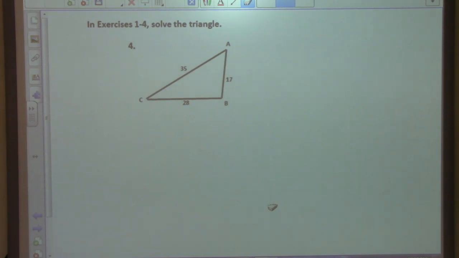Yesterday we were working on these law of cosines problems where you have three unknown sides. We worked out number 3. I was going to choose somebody to help us out with number 4.